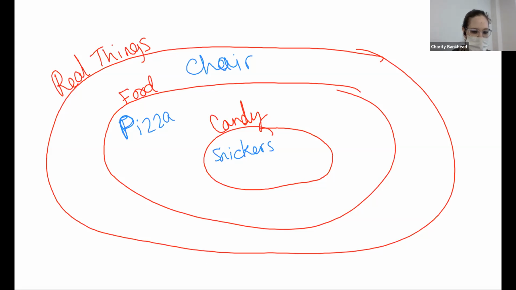When you look on your test review, I think it's the second to last page, I have a diagram like that for the different sets of numbers. When you fill out that diagram, you're only going to write each number one time. Just write it in the smallest circle that it fits into. And that means that yes, it also fits into all the larger circles as well.